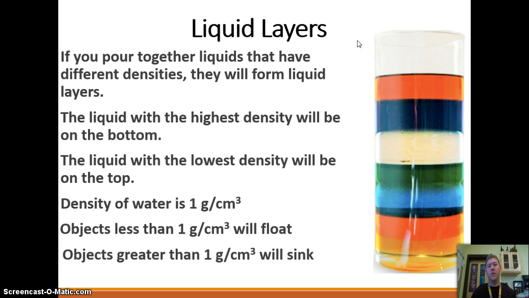Okay, so density also can be talked about in terms of liquids. We can determine a liquid's density just by mixing them with others. If you pour together liquids that have different densities, they're going to form what's known as liquid layers. There's some example right there. The liquid with the greatest density will be on the bottom. The liquid with the least density will be floating on the top. Now, you've got to remember what the density of water is. We've been talking about it. Density of water is 1 gram per centimeter cubed. So if objects are put in with water and they float, that means their density is less than 1 gram per centimeter cubed. If objects are put into water and they sink, then their density is greater than 1 gram per centimeter cubed.